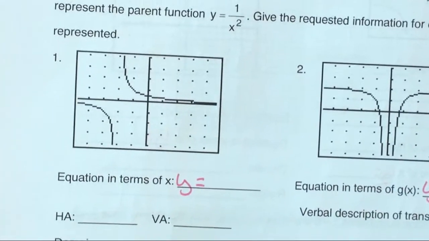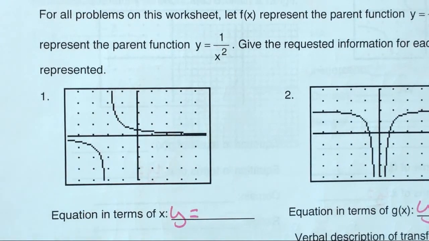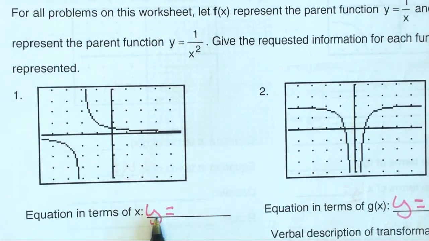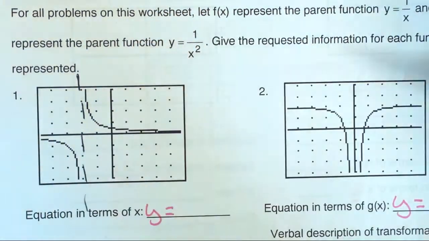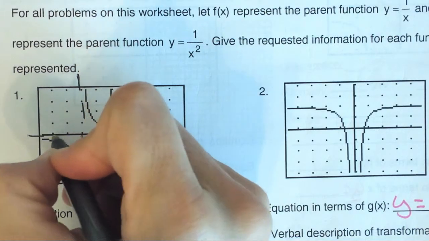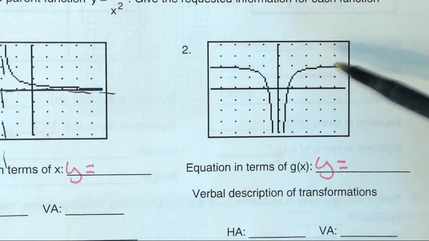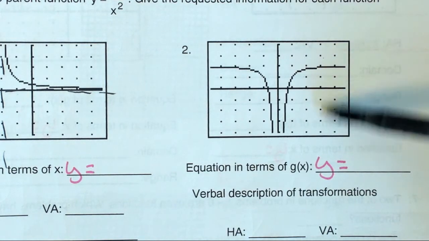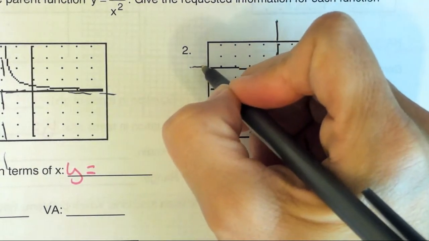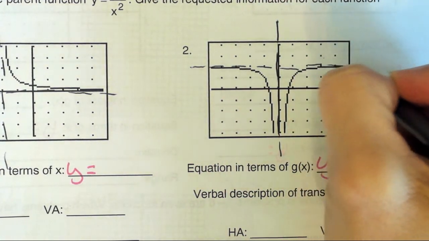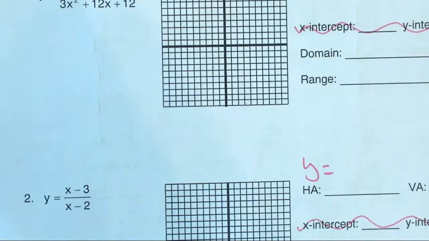So on number 1, they show you this picture and they want the equation. So we know this is a reciprocal equation, and it looks like it shifted 1, 2 to the left, but it didn't shift up or down at all. So hopefully that will help you. On number 2, I can see this is a reciprocal square function. So this is the one that's got the x squared. It didn't go left or right at all, but it did go up and it reflected. Okay, so we're going to do everything on this worksheet front and back.